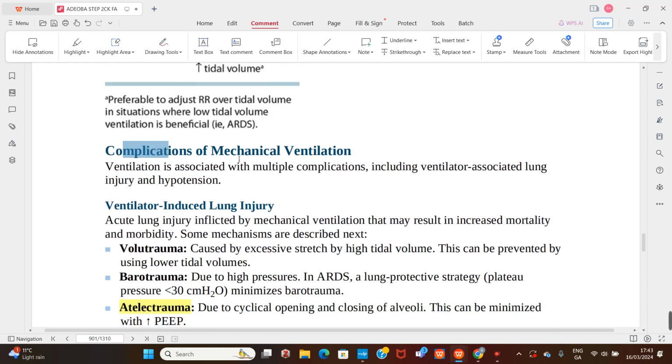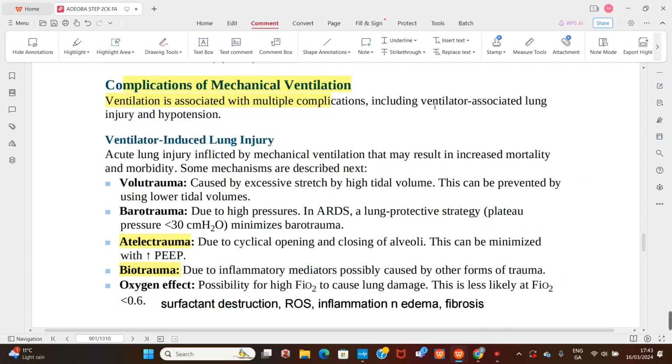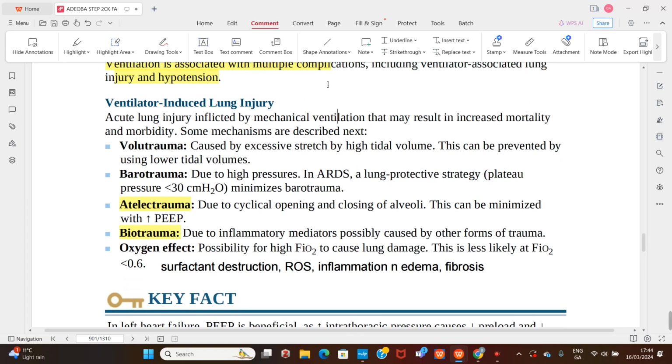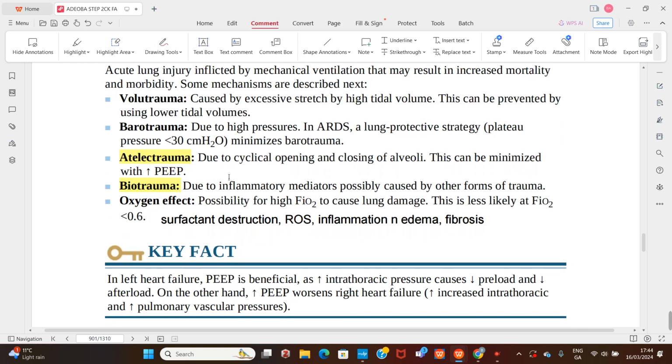So what are the complications of mechanical ventilation? A lot of complications, particularly ventilator-associated lung injury and hypotension. Most of the time, when you see hypotension, you know that there is an emergency, and it can be due to pneumothorax most of the time. So you want to quickly look out for whatever is happening in that patient. So let's look at them one by one. These things can increase mortality and morbidity.